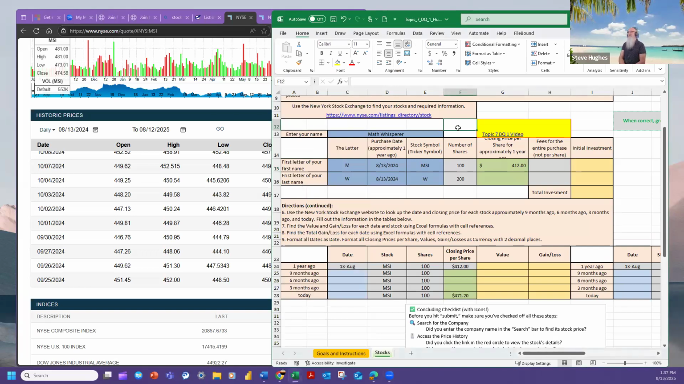This is our final Excel sheet DQ for the course. All right, we have done it. You have done it. Congratulations, everyone who hung in there with me. All right, we're going to be taking a look at the stock market today.